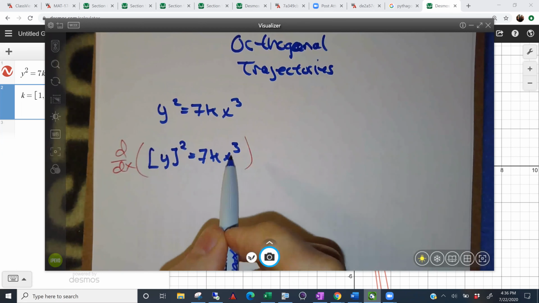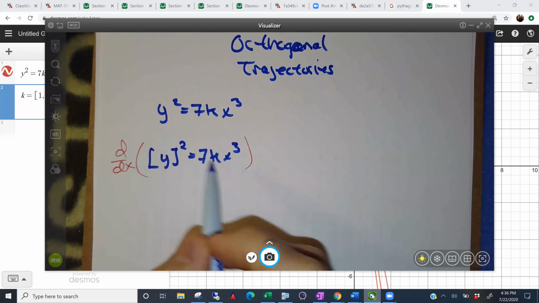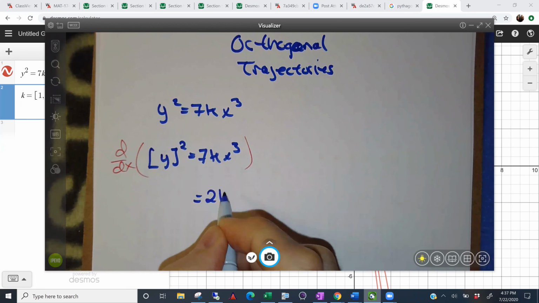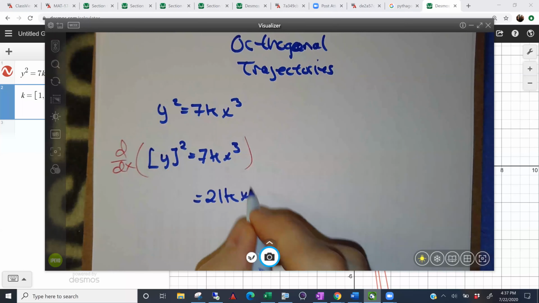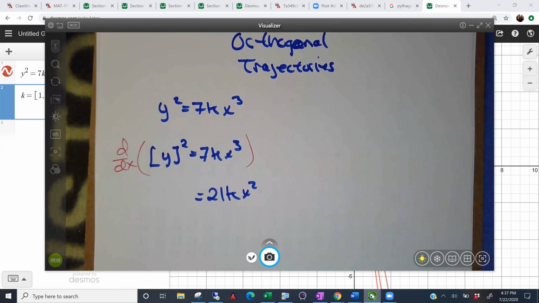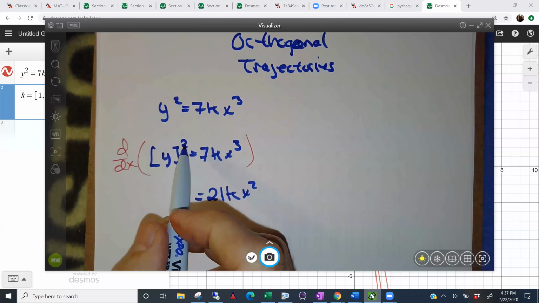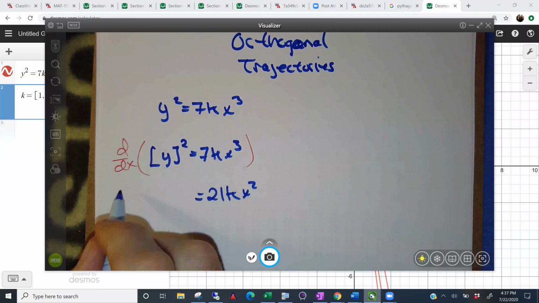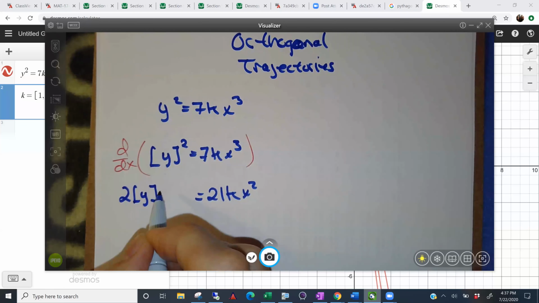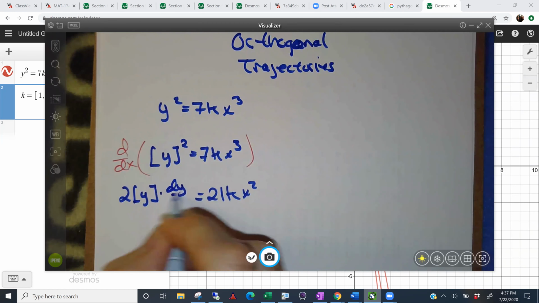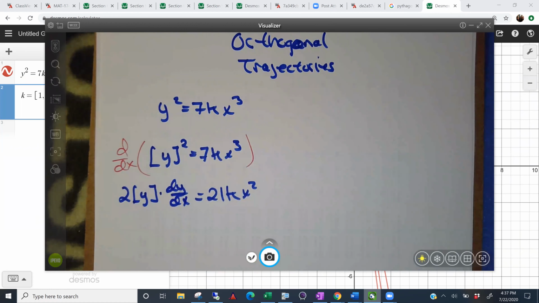The right-hand side is going to be 3 times 7 is 21, times k, which is a constant, times x squared. We just differentiated, so you subtract 1 from the exponent. But the left-hand side, a little bit more going on here. Derivative of the outside is going to be 2 times y times the derivative of the inside, which is going to be dy by dx. So you're just applying the chain rule here.